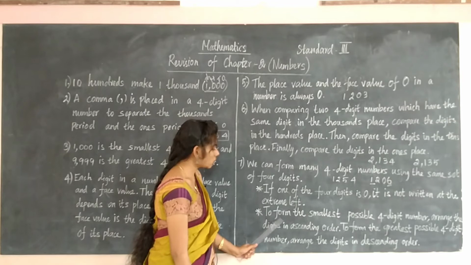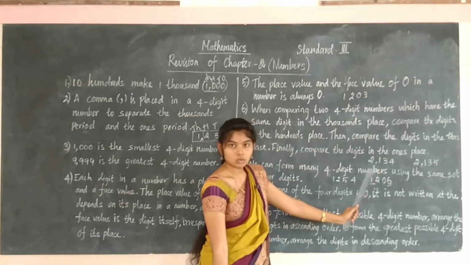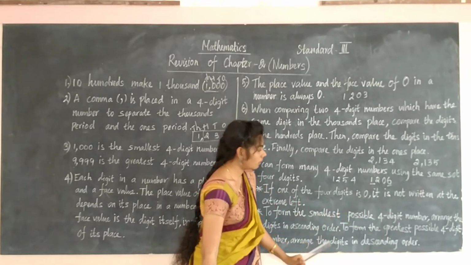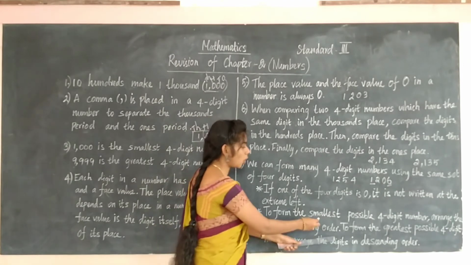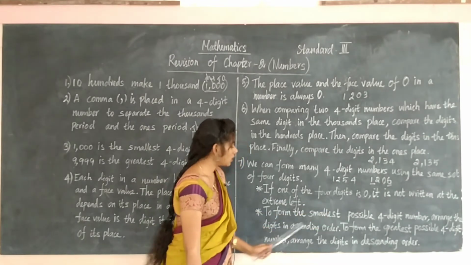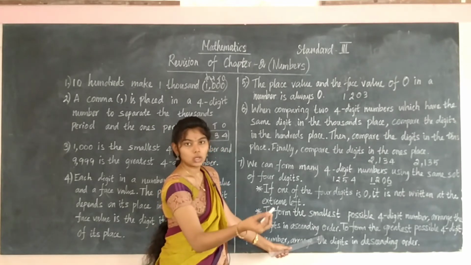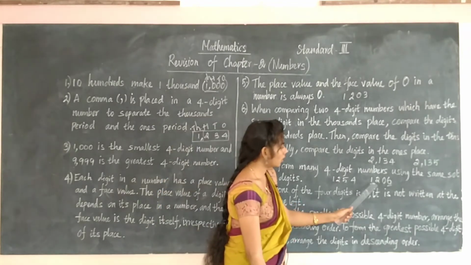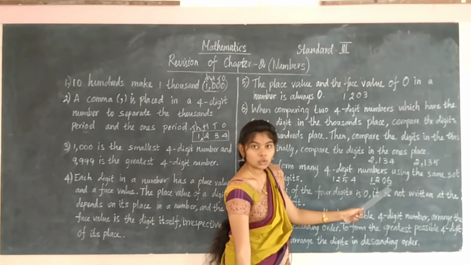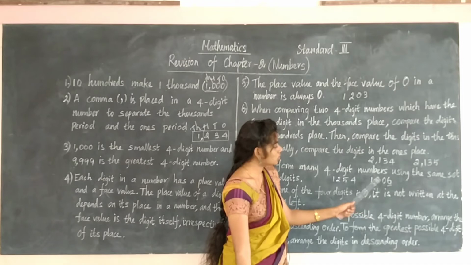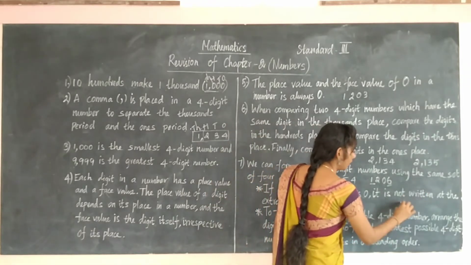The next one is to form the smallest possible 4-digit number. When we are making the smallest possible 4-digit number, arrange the digits in ascending order, from the smaller number to the larger number. In this, what is the smallest number? 0 is the smallest number. But in the extreme left, we should not write 0. So next to 0, which one is the smallest number? 1. So first we have to write the number 1.